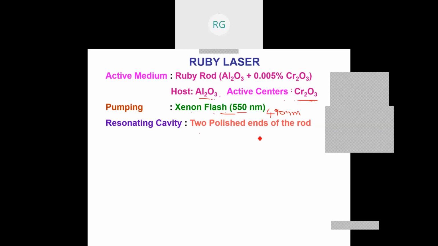Because ruby rod is a simple solid state material, if you polish the two ends, you take a file and polish it, the two ends themselves act as a mirror. Therefore, no separate mirror arrangement is required in ruby laser. That is also one of the easiest construction parts of ruby laser.